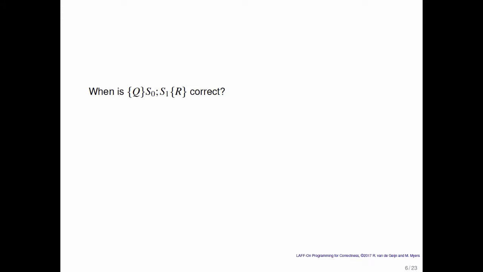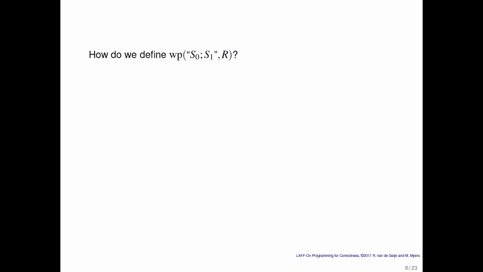So the question we then ask ourselves is, when is the Hoare triple, Q, command S0 followed by S1, R, correct? Well, it's when Q implies the weakest precondition of the composed command S0, S1, leaving you in a state where R is true. And that means we have to define the weakest precondition of S0 composed with S1.